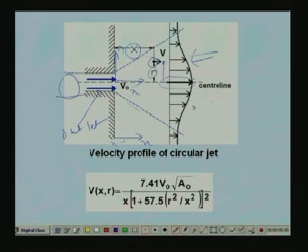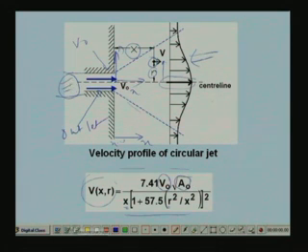So this is a typical velocity profile for a circular jet, and as I have already said, this velocity profile is mathematically given by this equation, where Vxr is this velocity profile, and it is a function of x, it is a function of r, it is a function of the supply air velocity V naught, that means velocity at this point, and it is also a function of the area of the outlet. That means this area.